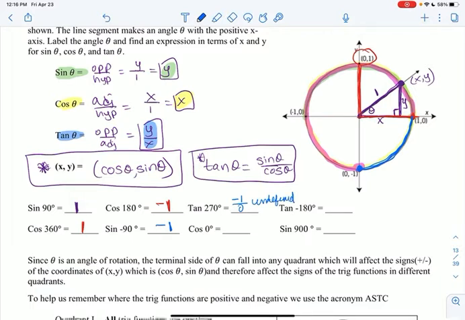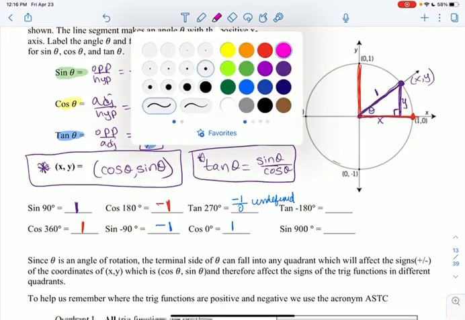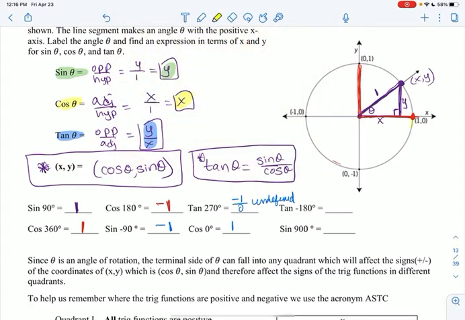Cosine of 0. Well, that's just 1, 0, and the cosine is the x. Tangent of negative 180. I've got so many colors going on here, so let's erase some of those colors. So tangent of negative 180. I'm starting here, but I'm going the opposite way around the circle. So there I go, and I'm at the point negative 1, 0.